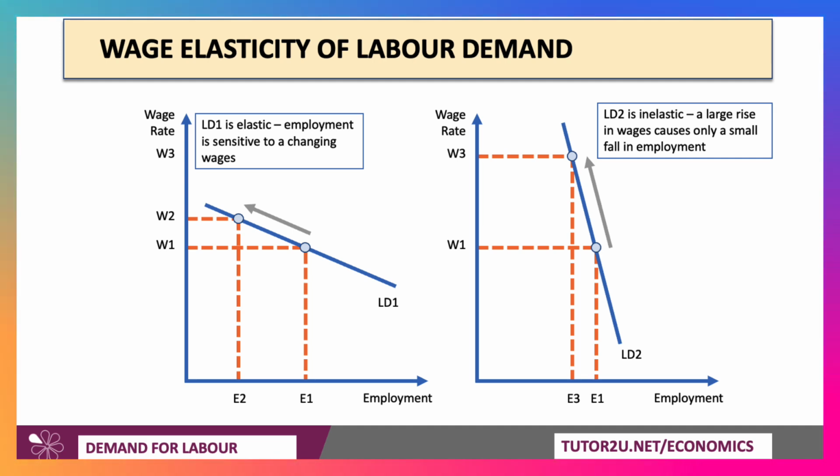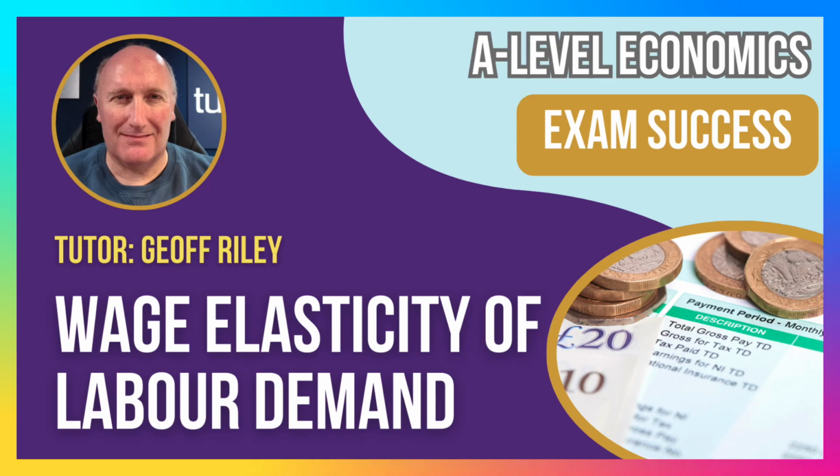In fact, the total reward to labour will go up, because W3 multiplied by E3 is bigger than W1 multiplied by E1. Whereas when labour demand is elastic, on the left-hand side here, a rise in the wage from W1 to W2 actually causes a fall in total incomes for workers. So it's worth understanding, if you're studying labour market economics for your exams, the important concept of wage elasticity of labour demand.